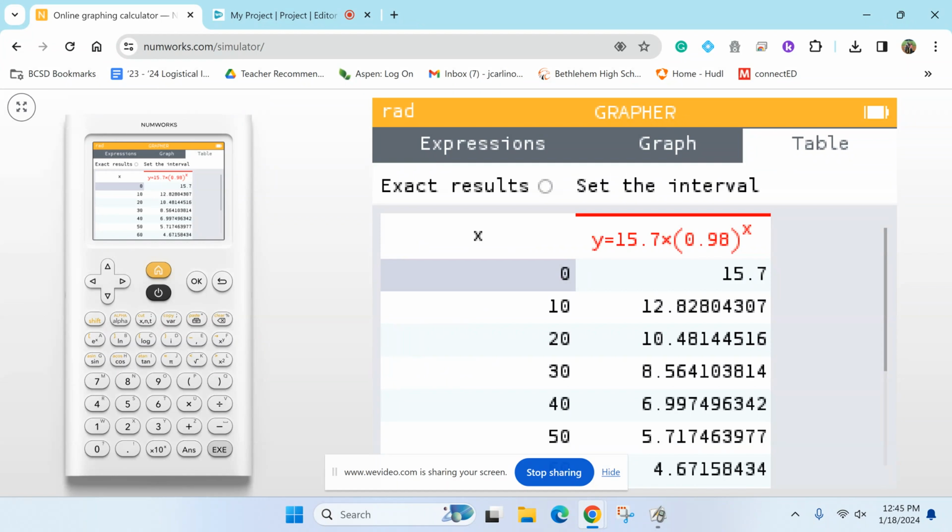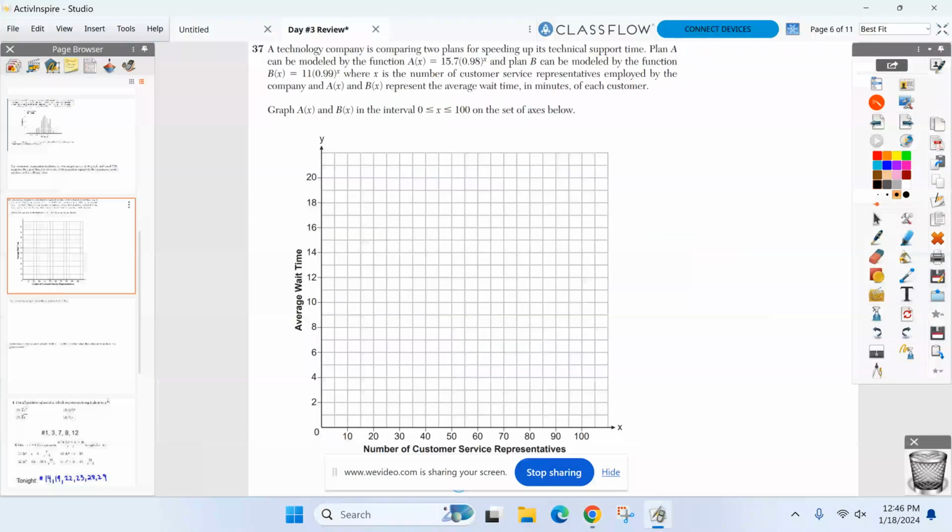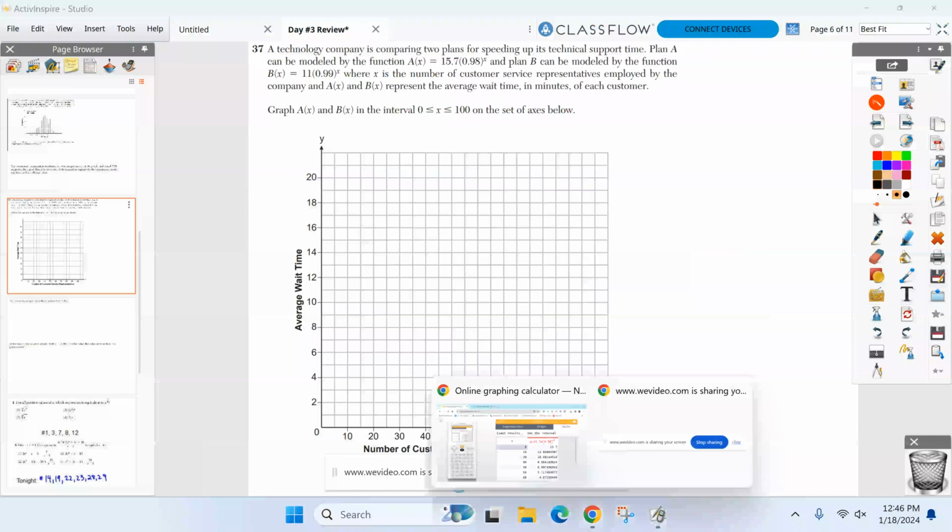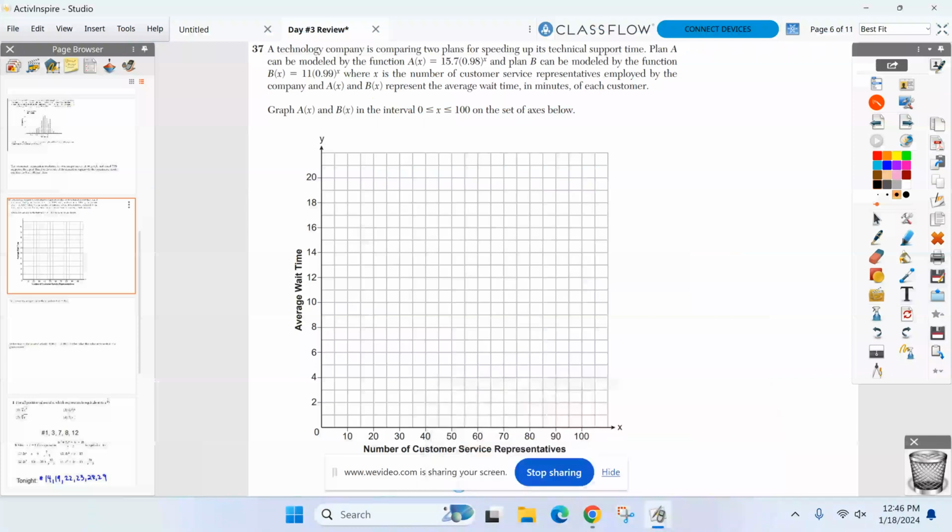Graph it up to 100. So anytime you want to set the interval, you can on the table. Anytime you want to customize your axes, you're able to. And you can't leave for 2 hours. Put your best work in now, right now. Put your best work in. Remember, this is a 6-pointer.